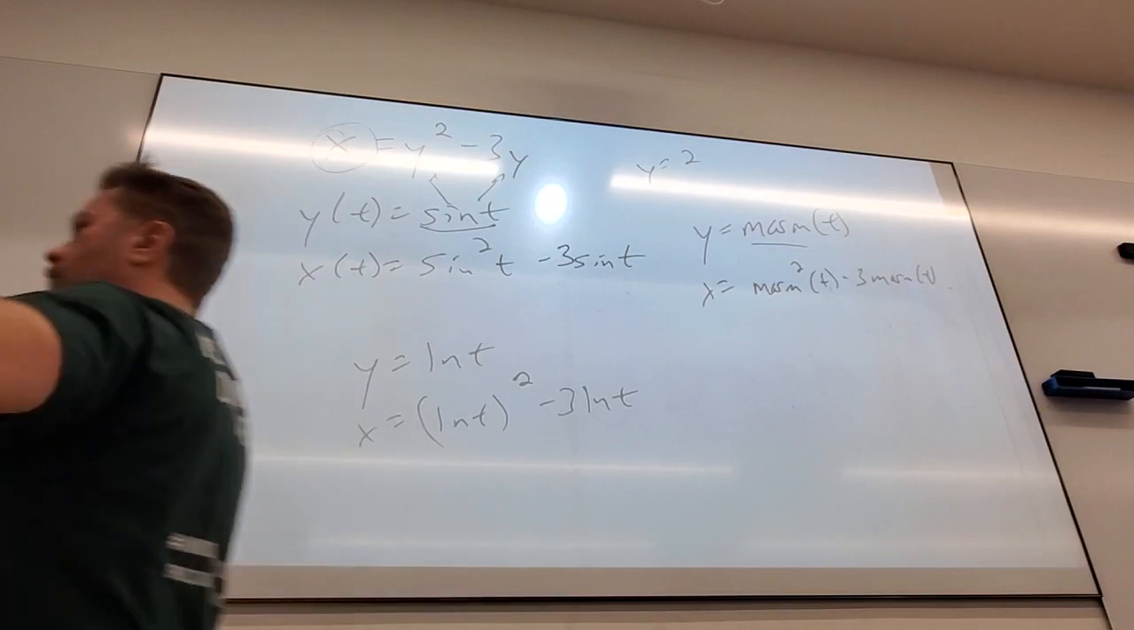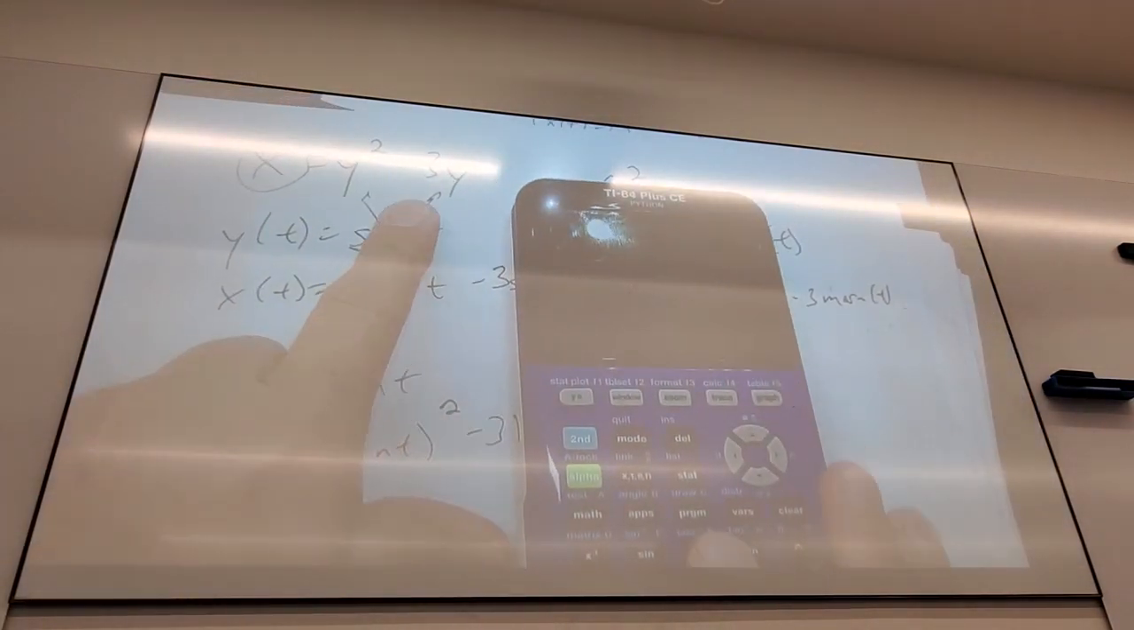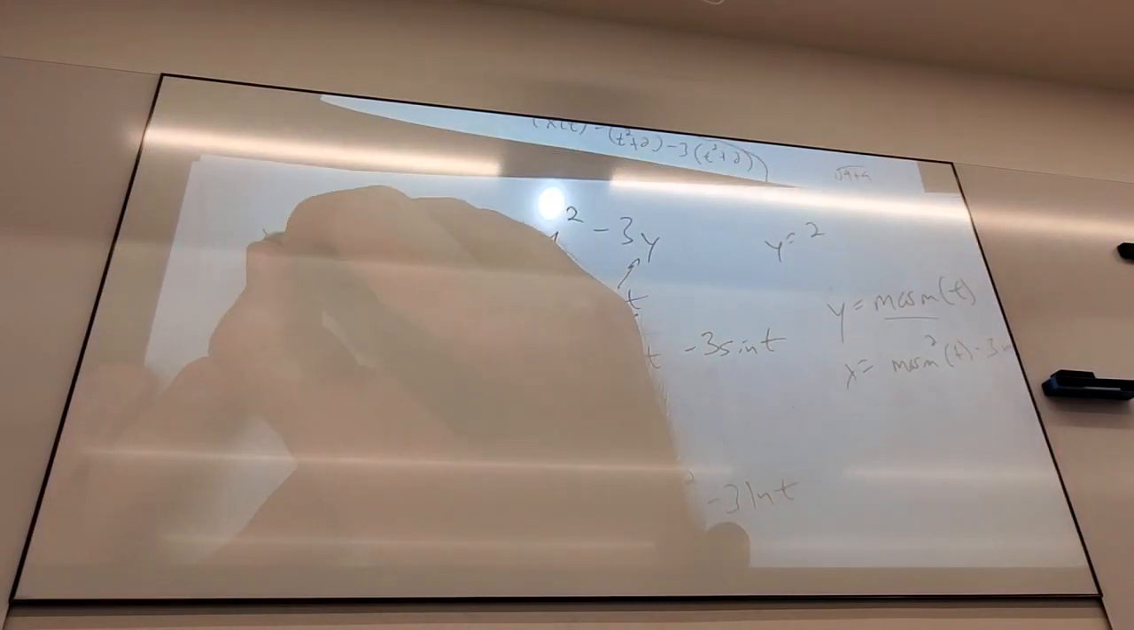So this is really cool. I want to show you this. Does everybody know what that would look like? Okay, y equals x squared looks like what?